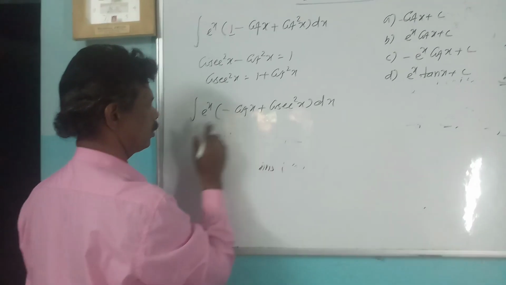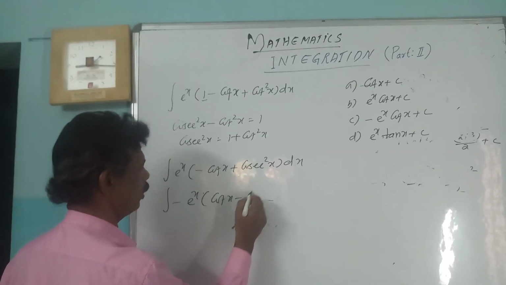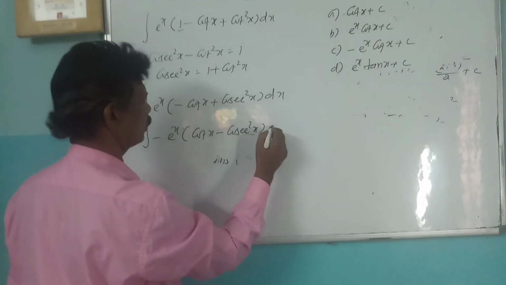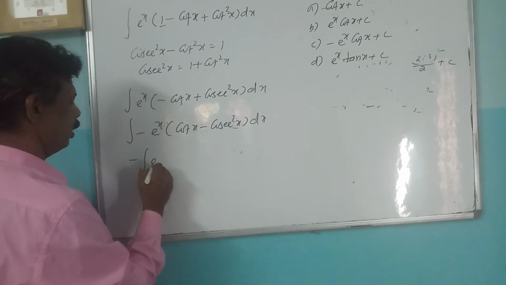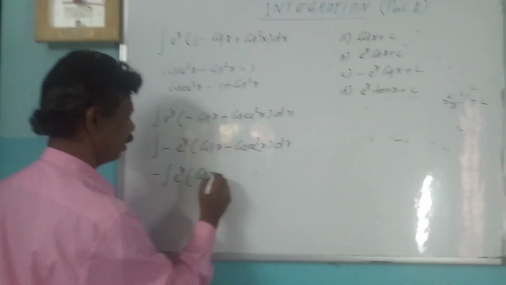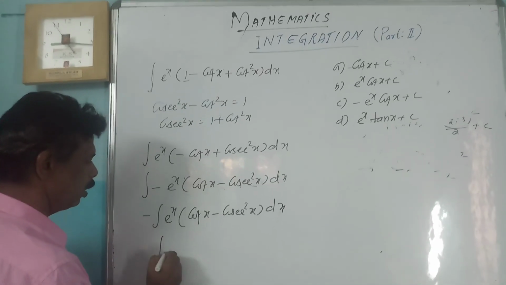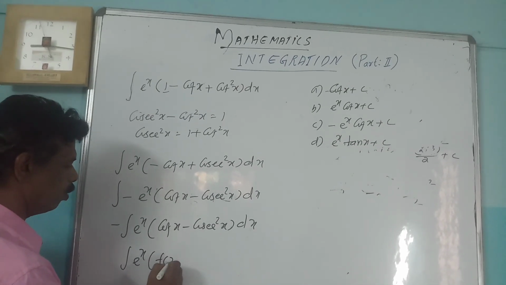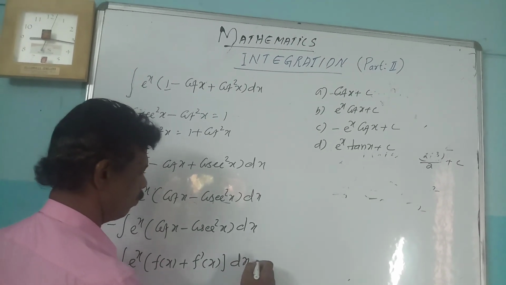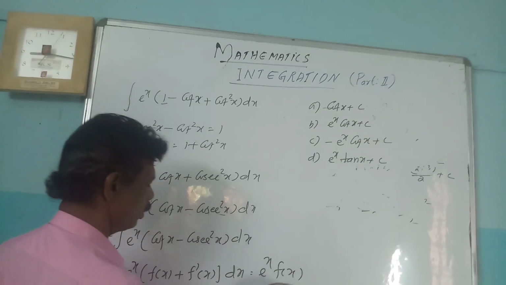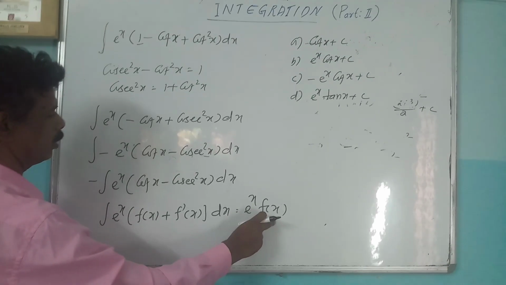We can take minus as a common term, that is minus e raised to x into (cot x minus cosec square x) dx. That is equal to minus of integral e raised to x into (cot x minus cosec square x) dx. The last class we studied one formula: integral of e raised to x into (f of x plus f dash x) is equal to e raised to x f of x.